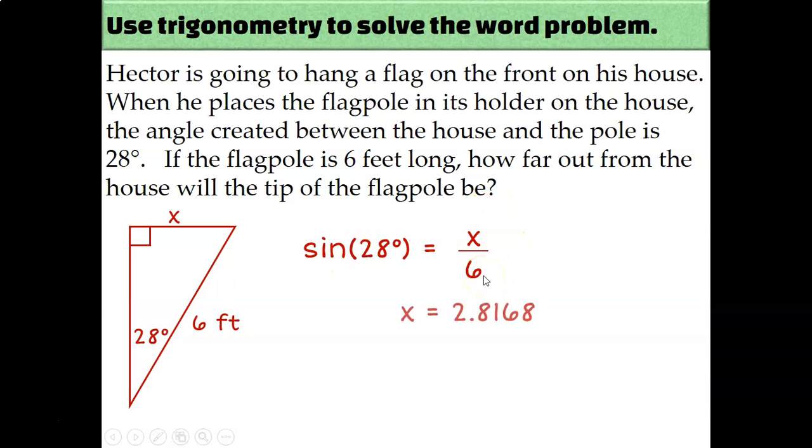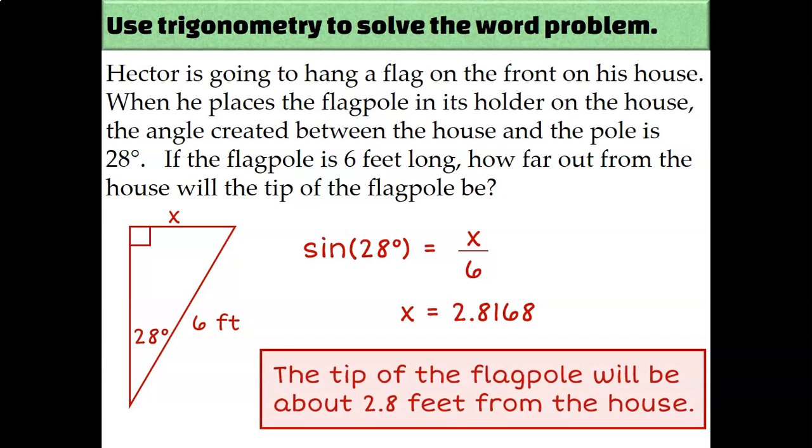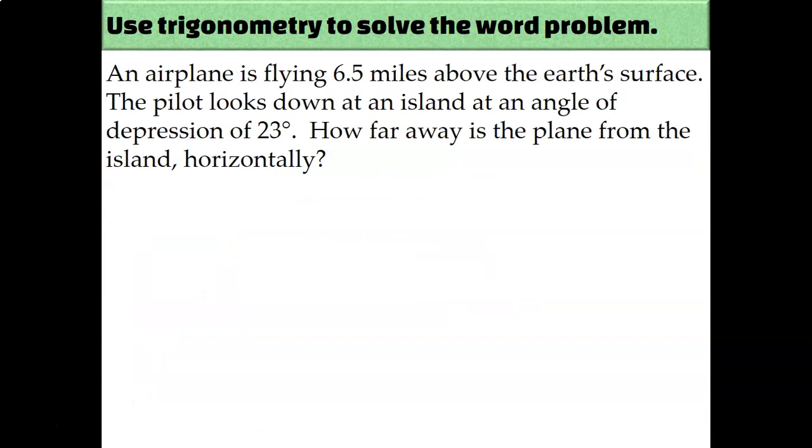Multiply both sides by 6, and I get an answer of about 2.8 feet. An airplane is flying 6.5 miles above the Earth's surface. The pilot looks down at an island at an angle of depression of 23 degrees. How far away is the plane from the island horizontally?